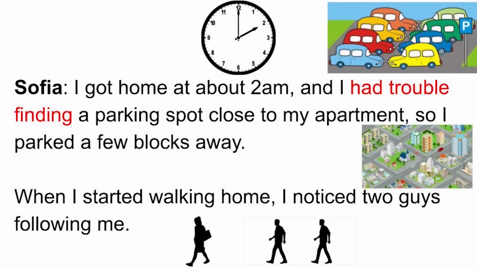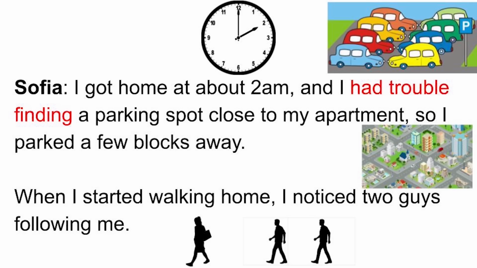And then Sophia says, I got home at about 2 a.m. and I had trouble finding a parking spot close to my apartment. So I parked a few blocks away. So first, I got home at about 2 a.m. We see the T in got is a stop T. Got home. I got home at about. The T in at is a fast D because it's between vowels. Atta. I got home at about.